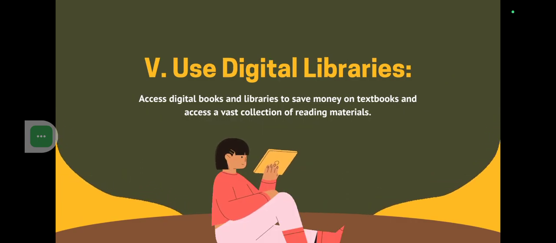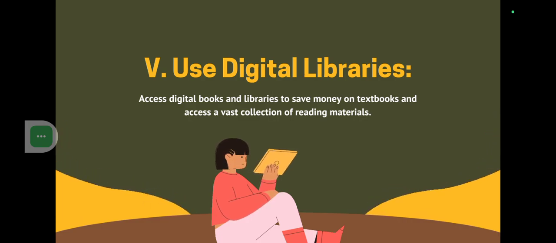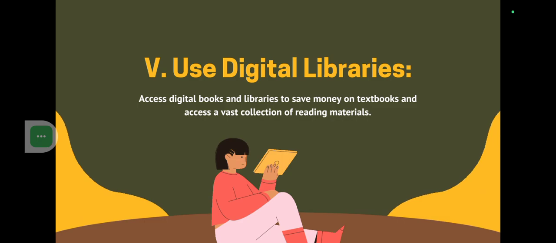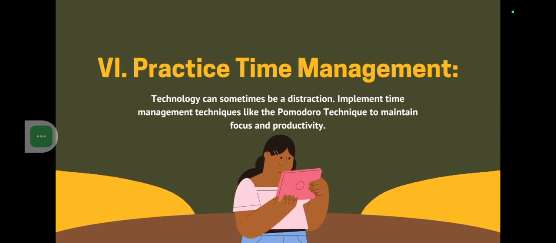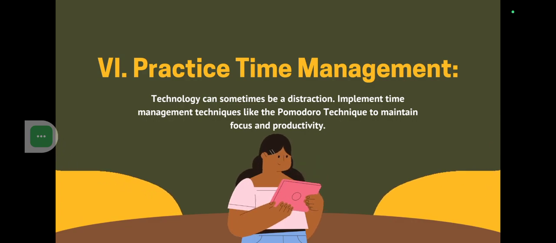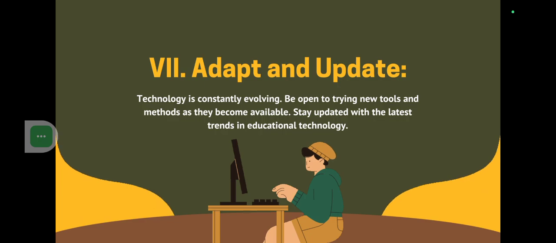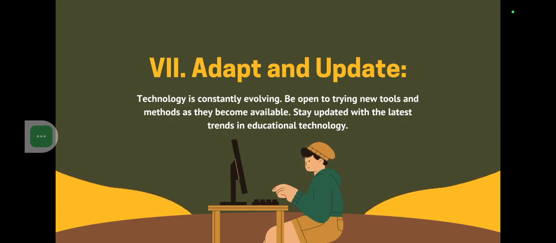Now fifth, we will be using digital libraries. There are various digital book libraries that can save our money on textbooks, and we will get different varieties of knowledge. Now the sixth point is we will practice time management. Time management is very important, so we will use different tricks that can manage our time.